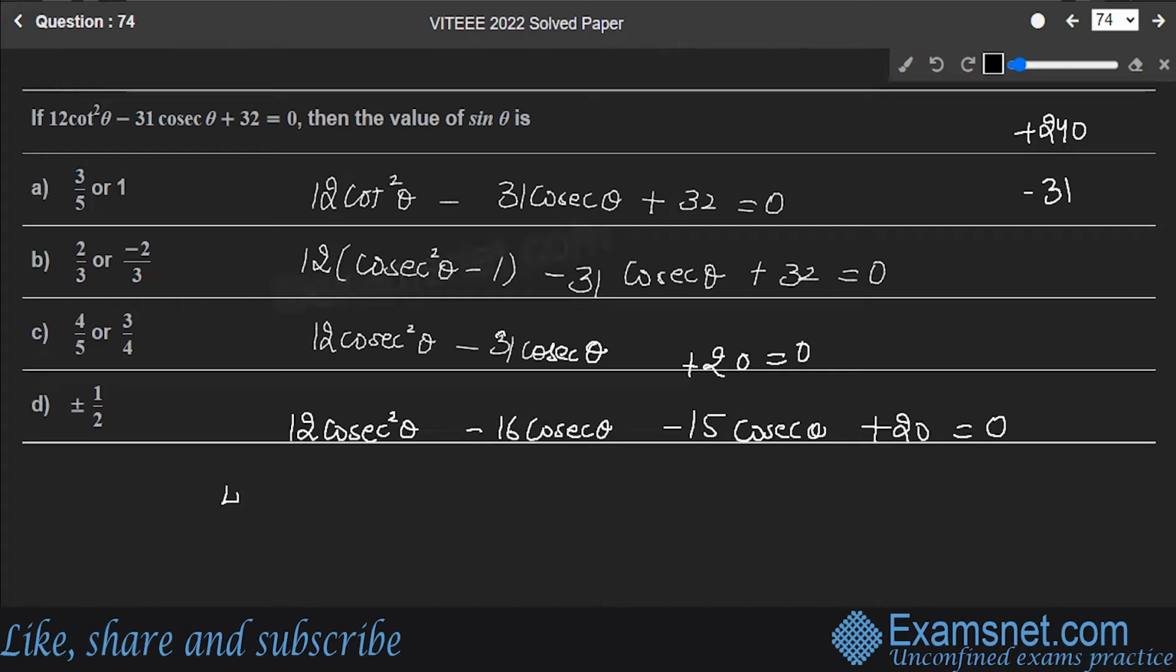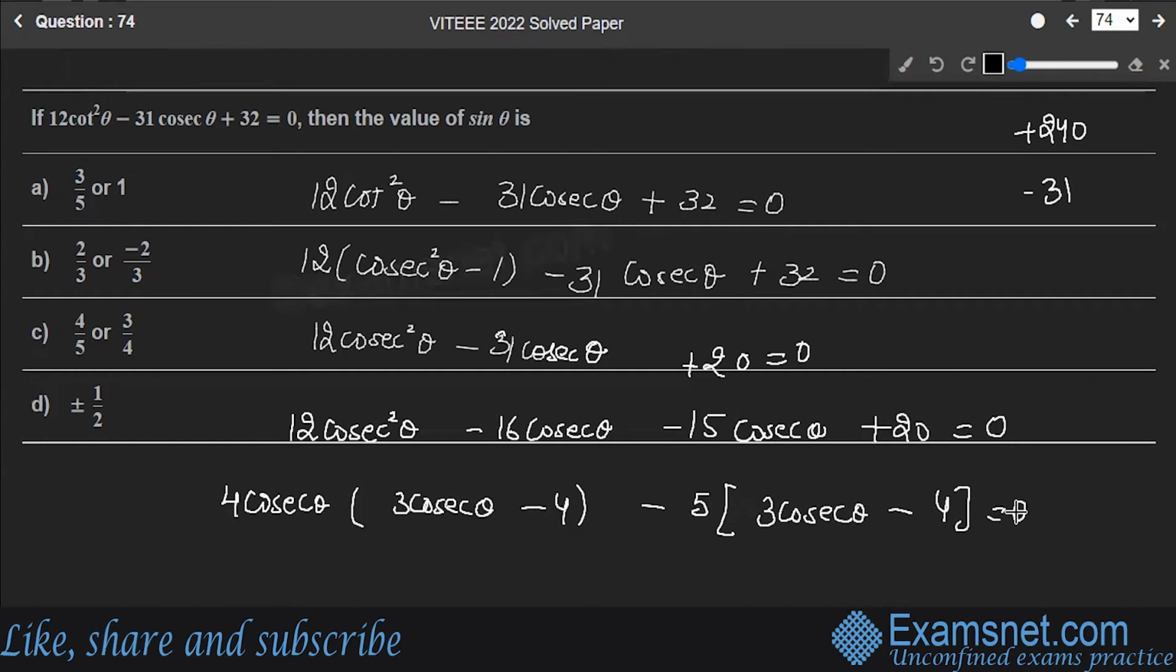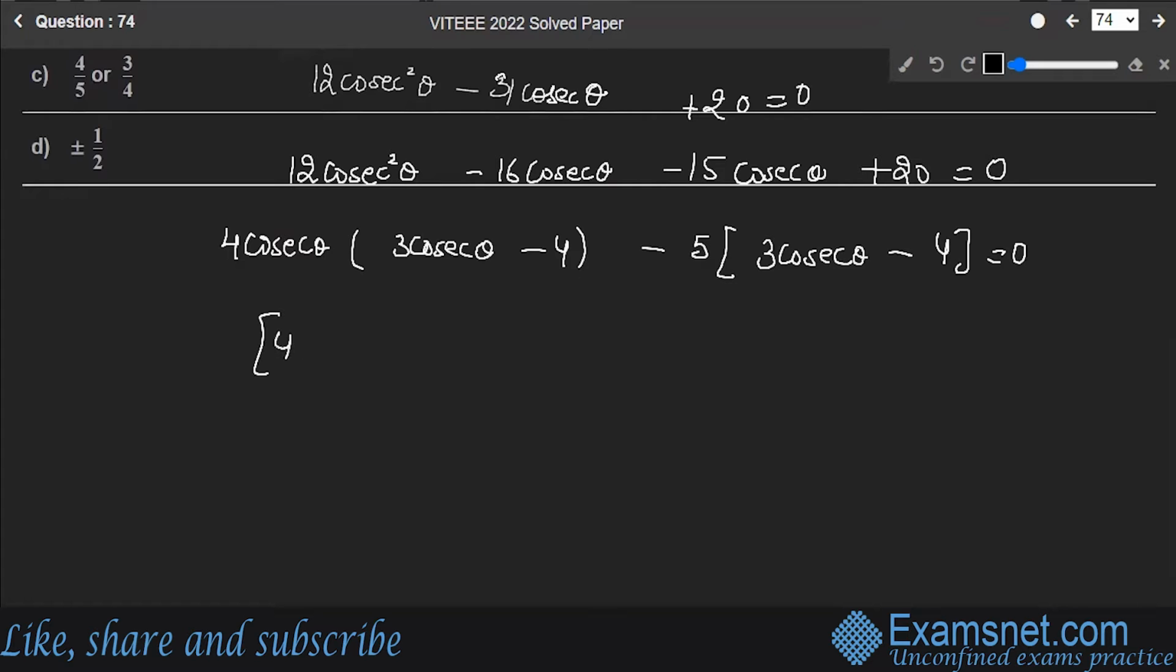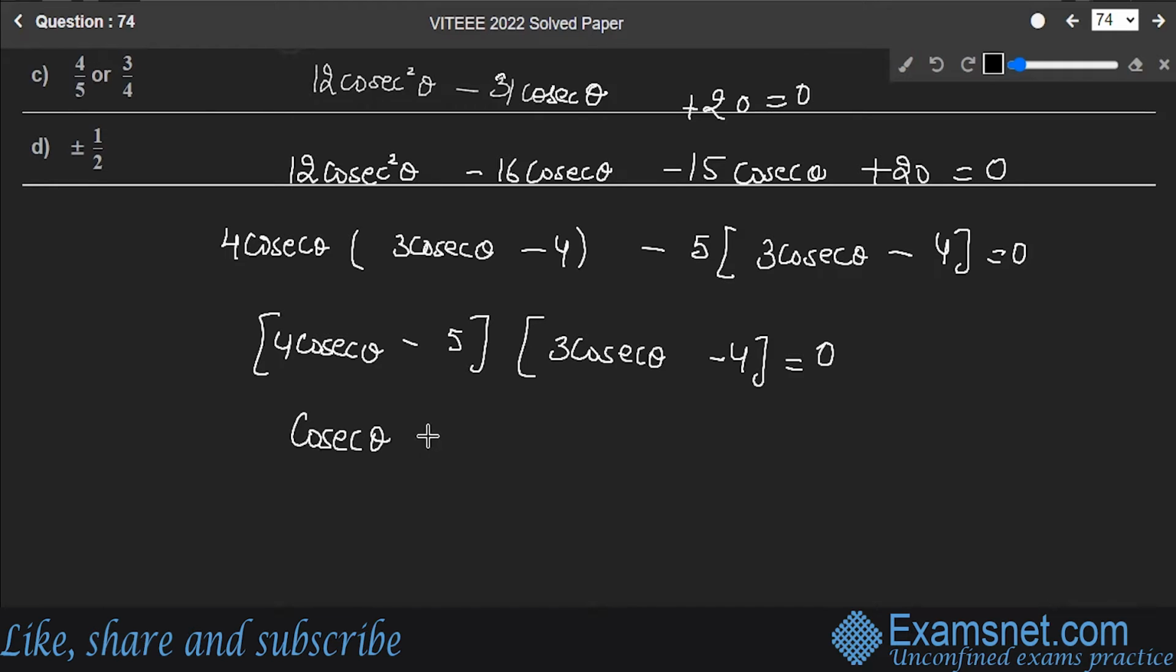So I'll take 4 cosecant theta common from here. You have 3 cosec theta minus 4, and I'll take 5 common from here. You have 3 cosec theta minus 4 again. So the two factors will be 4 cosec theta minus 5, 3 cosec theta minus 4 is equal to 0, which makes the two possible values for cosec theta 5 by 4 and 4 by 3.